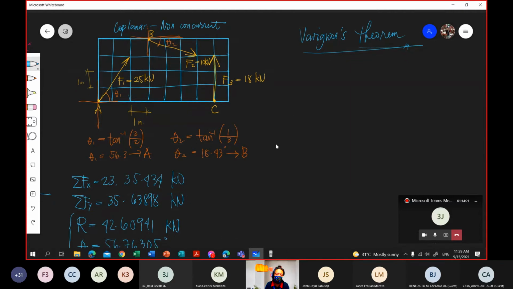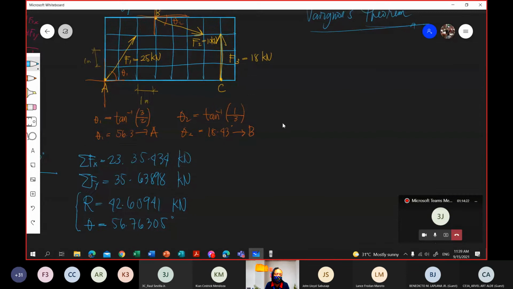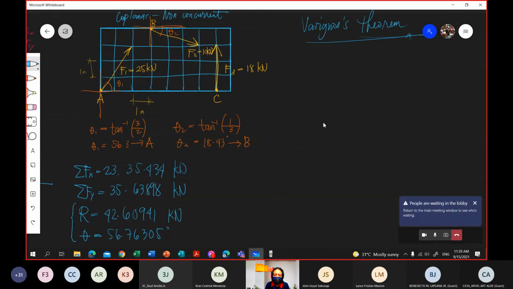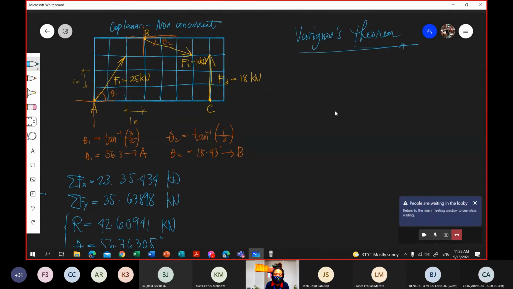So we will use Varignon's theorem in solving for the location of the resultant. We already know its magnitude of 42.6, its Fx and Fy, and its direction of 56.76. So how do we solve that? We will use the static equilibrium equation, the summation of moment.